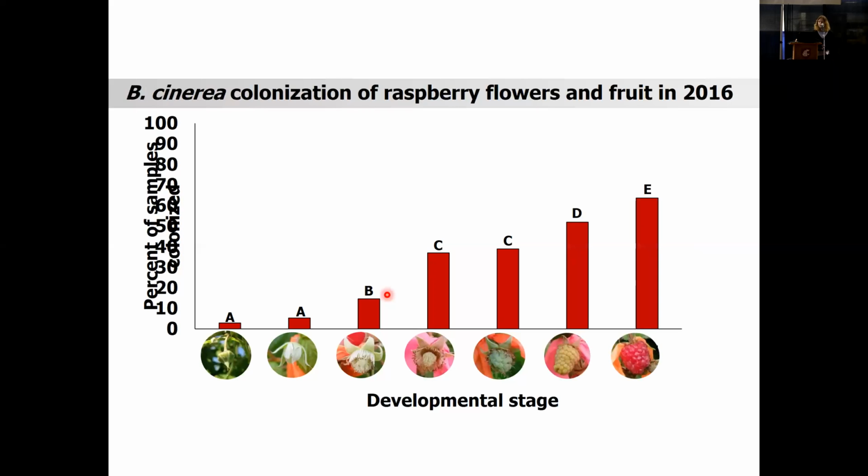The level of colonization of unripe and ripe fruit again significantly increased and peaked at the ripe fruit stage, reaching almost 70% of total sampled fruit colonized by the fungus.